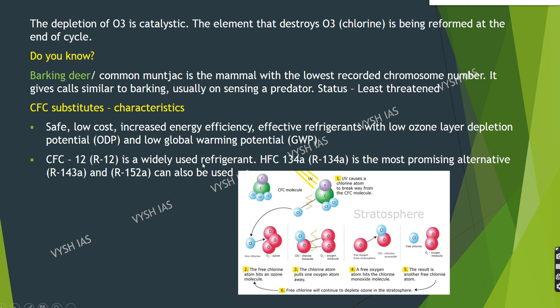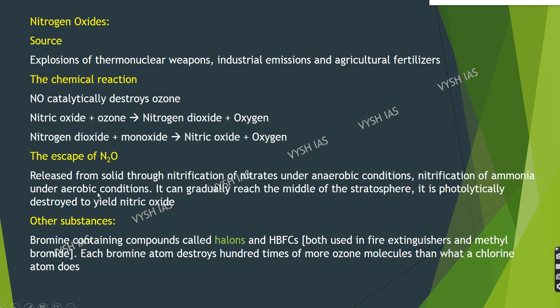CFC-12 is a widely used refrigerant. HFC-134a is the most promising alternative, and these can also be used. Nitrogen oxide. Sources of nitrogen oxide are mainly explosions of thermonuclear weapons, industrial emissions, and agricultural fertilizers.